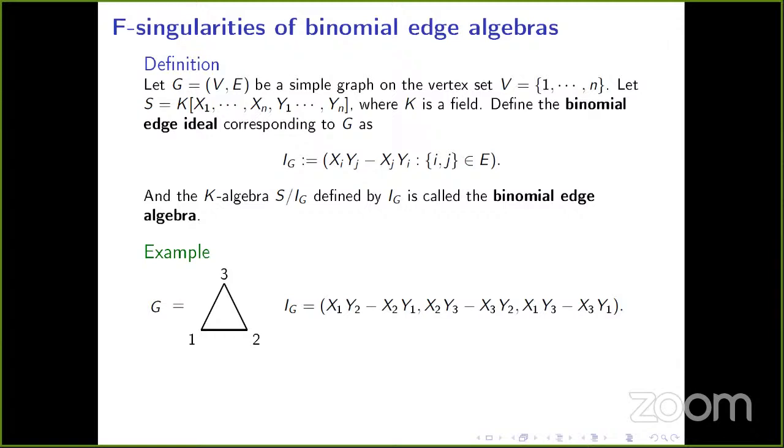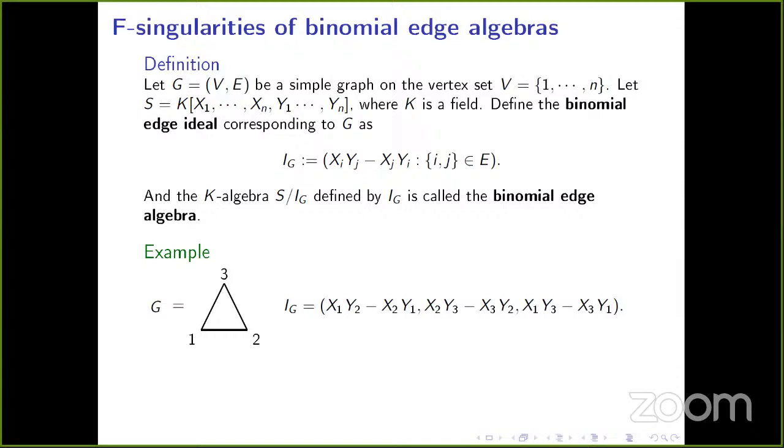When G is just a triangle with vertices 1, 2, 3, what is I_G? 1,2 is an edge, hence x1 y2 minus x2 y1 is in the ideal. 2,3 is an edge, hence x2 y3 minus x3 y2 is in the ideal. And since 1,3 is an edge, x1 y3 minus x3 y1 is in the ideal, and these are the generating set of I_G.